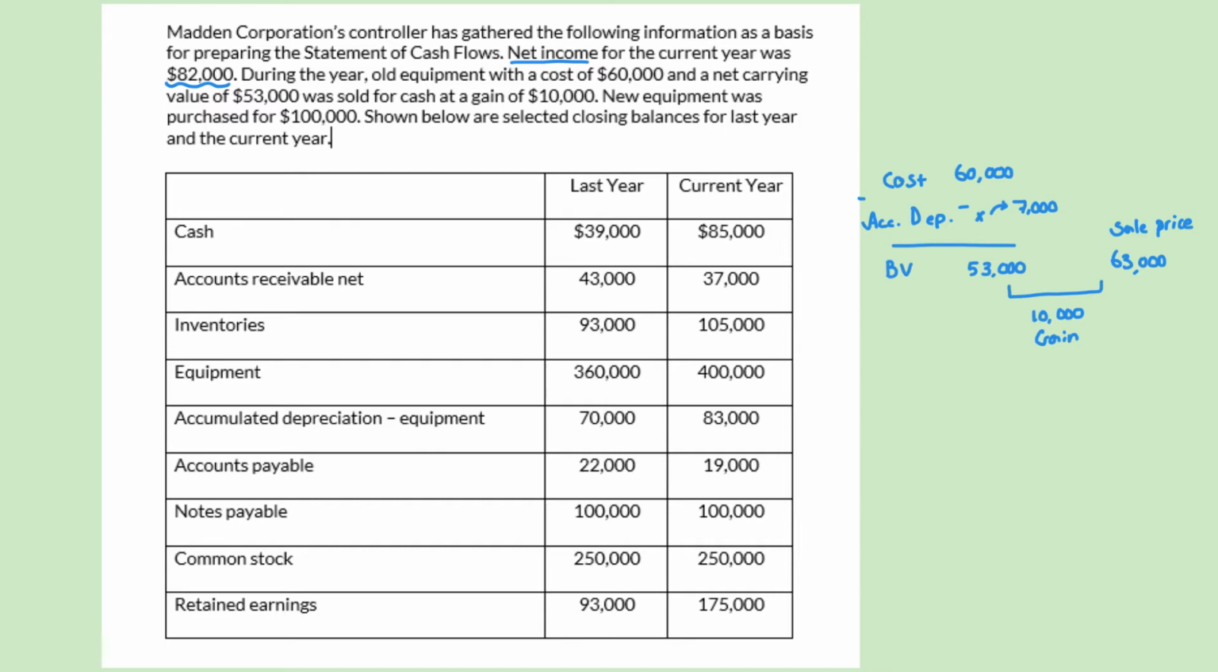Okay. Now new equipment was purchased for 100,000. So I bought a new equipment for 100,000. Okay. Shown below are selected closing balances for last year and the current year. So last year, current year. So this is the direction. So we have cash, accounts receivable, inventories, equipment, accumulated depreciation equipment. So all of these are assets. Accounts payable, notes payable, these are my liabilities, and this is my equity section, common stock and retained earnings. Okay.